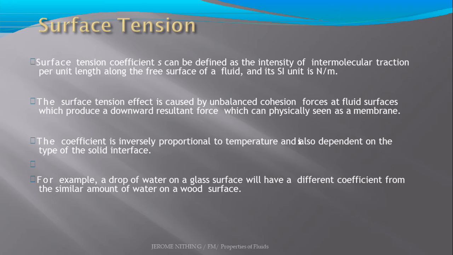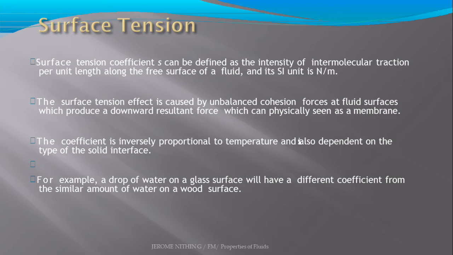You might see some of the objects that are floating over the surface of the fluid. Such kind of property or incidence is called surface tension. Technically, surface tension is the coefficient that can be defined as the intensity of intermolecular traction per unit length along the free surface of the fluid, and its unit is Newton per meter.